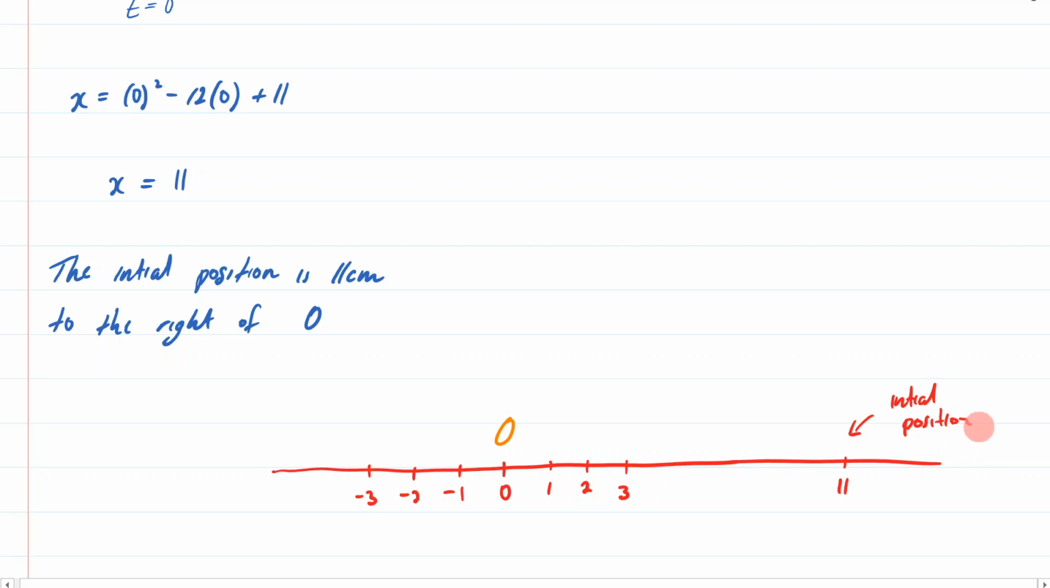So that's kind of in our head what we're thinking about. We're thinking about it in relation to the origin. It's not just x equals 11, it's 11 centimeters to the right of the origin.